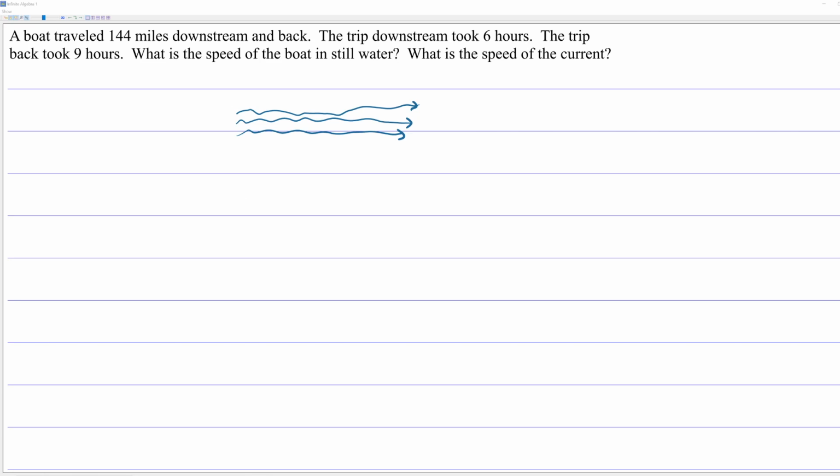So in the river, we have a boat. So there we go. Wonderful boat. And the boat's going to go downstream, and then it's going to turn around and come back. And in this problem, we want to know the speed of the boat, and there's an important clarification: the speed of the boat in still water. So let's let x be the speed in still water, and let's let y be the speed of the current.